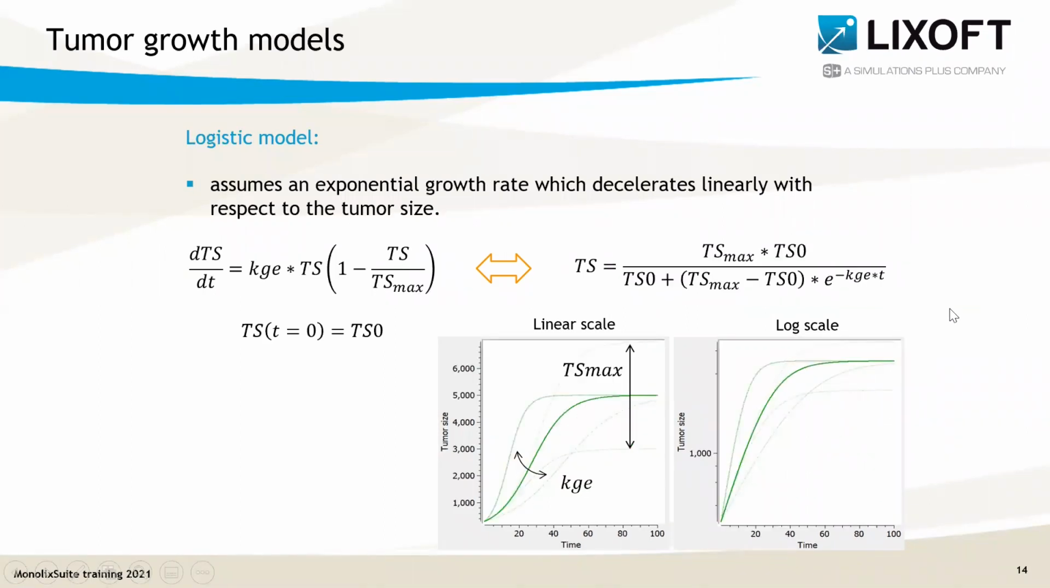Let's now see some tumor growth models with saturation. The most common are the logistic and the Gompertz models. So the logistic model assumes an exponential growth rate which decelerates linearly with respect to the tumor size. This results in sigmoidal dynamics with an initial exponential growth phase followed by a growth saturated phase as the tumor reaches its carrying capacity called TS max.